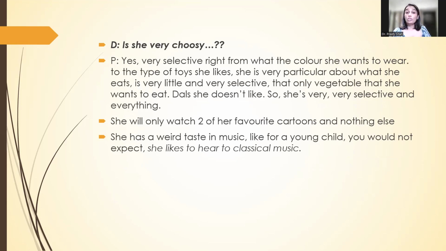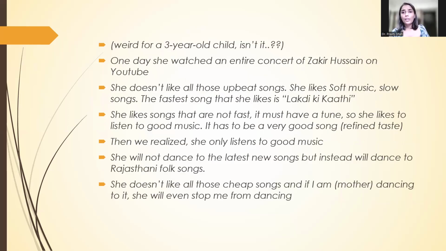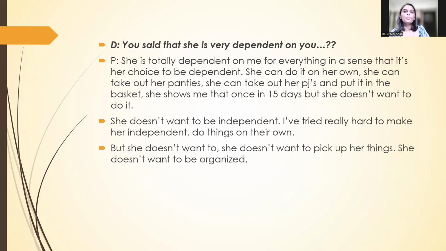She's also very selective about what color she wants to wear, what dresses she wants to have. She's very picky about what vegetables she will eat. She will only watch these two favorite cartoons that she has. She will not watch everything. About the music, I told you about the music. It's very, very peculiar. She likes soft music. She likes very refined music. She will like folk songs. She likes classical music. So she will not like all these cheap songs or Bollywood songs, or what the masses like. So this gives you the air element, this refinement, the sophistication that I was referring to earlier.